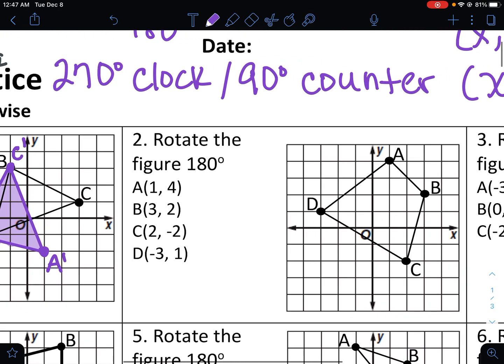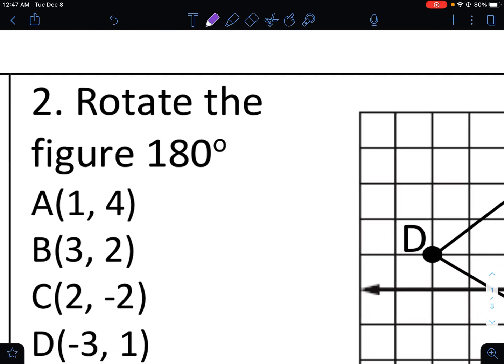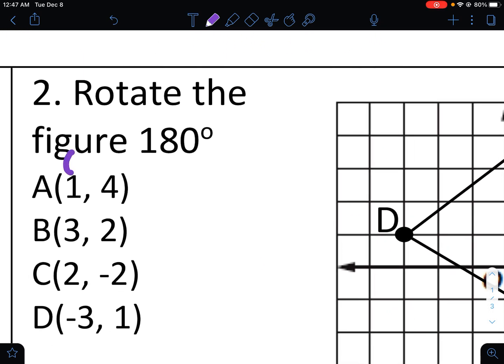Number 2, rotate the figure 180 degrees. Okay, so the rule for 180, let me zoom in so I can write that down. The rules are just written at the top.